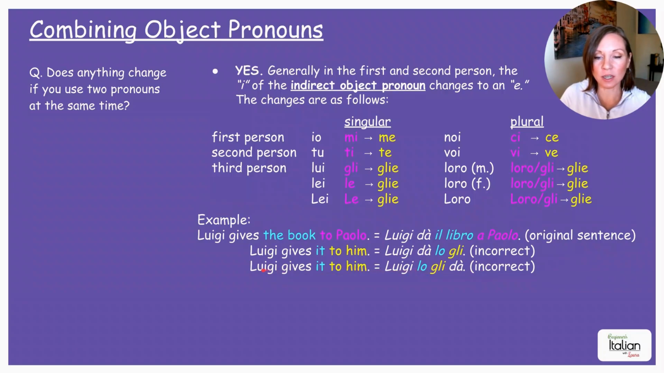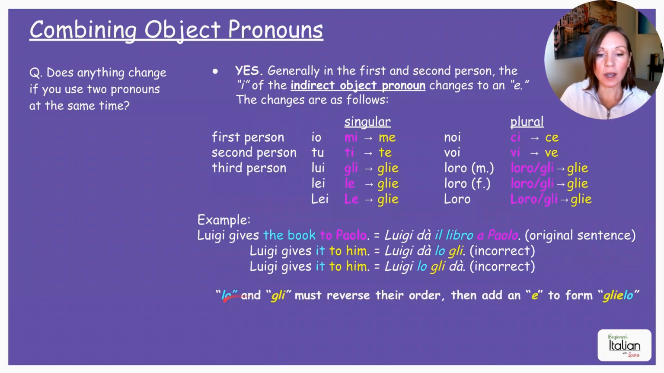So Luigi gives it to him. You cannot say Luigi lo gli dà. Okay, why? Because in this case, we put the direct object pronoun first, and it doesn't work that way. We have to put the indirect object pronoun first when you're combining them, okay, or when you're using them together. So the lo and the gli must reverse their order and then add an E, okay, add an E here, to form glielo. Glielo. That's all one word here. I just put it in two different colors so you can see what I did here.